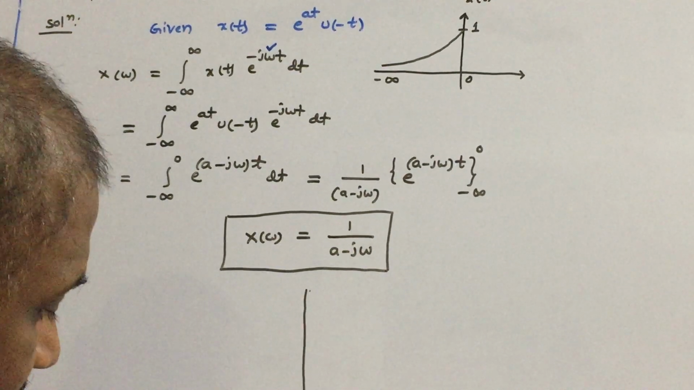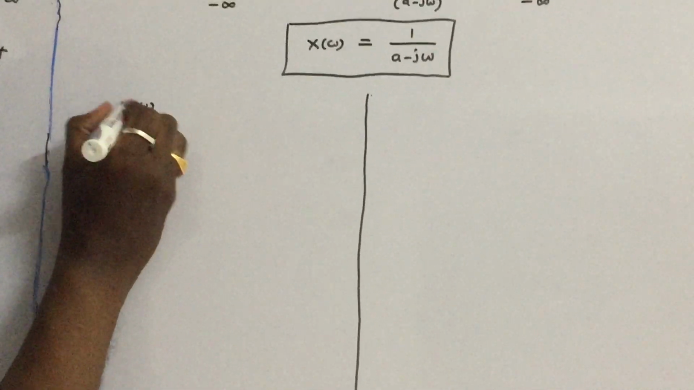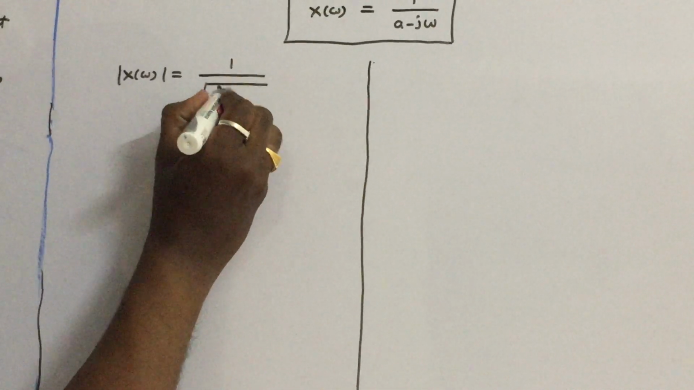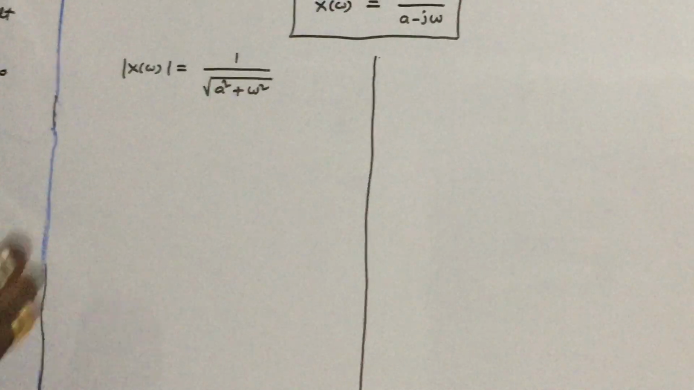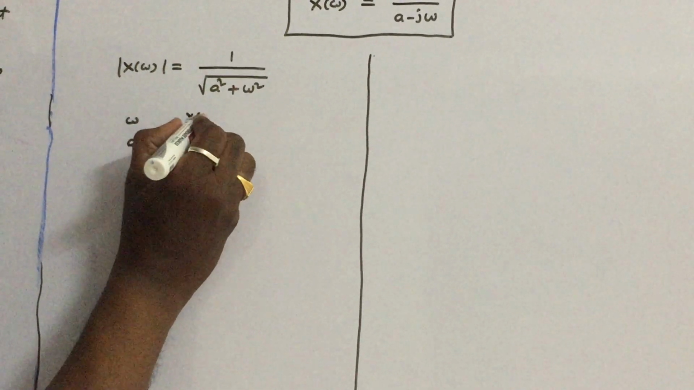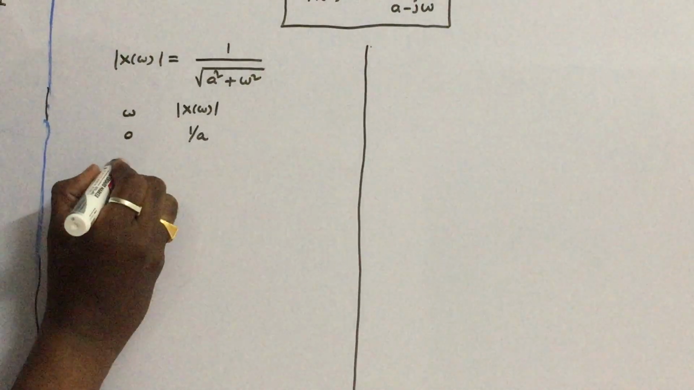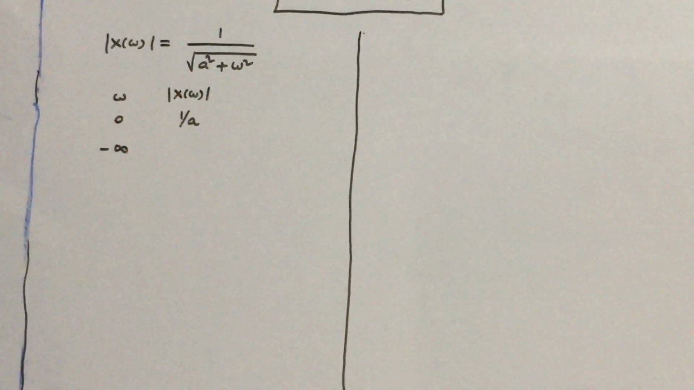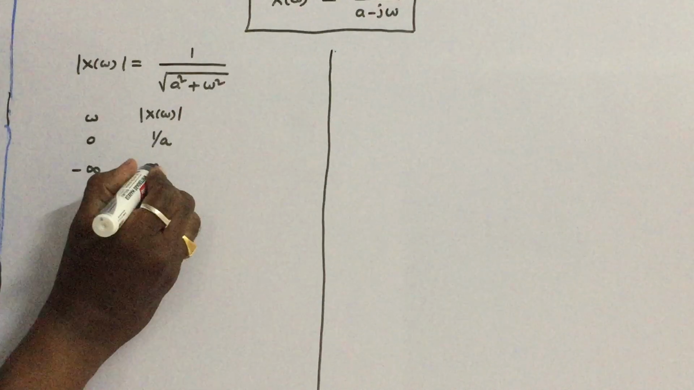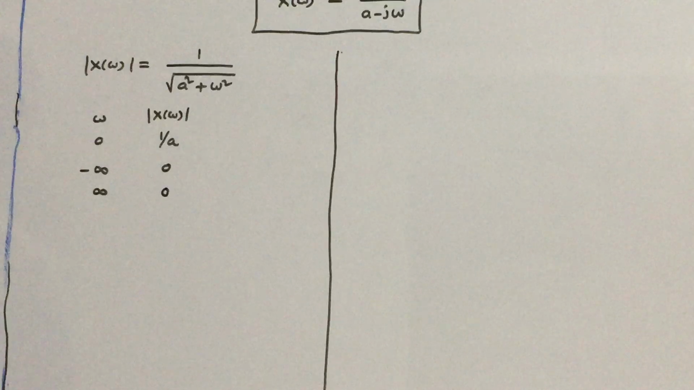Very simple, as we have seen in the previous problem. What is the magnitude of x of omega? The magnitude of x of omega is equal to 1 by square root of a square plus omega square. If you substitute omega is equal to 0, the magnitude is 1 by a. If you substitute minus infinity, infinity square, 1 by infinity, the answer will become 0. Similarly, if you substitute infinity also, the answer will come out as 0.